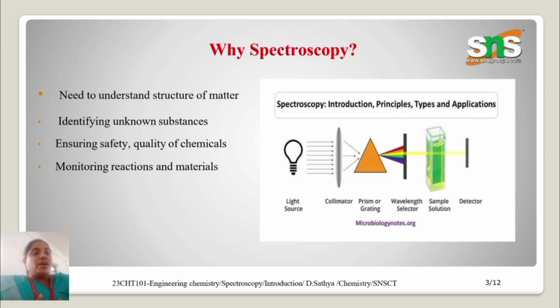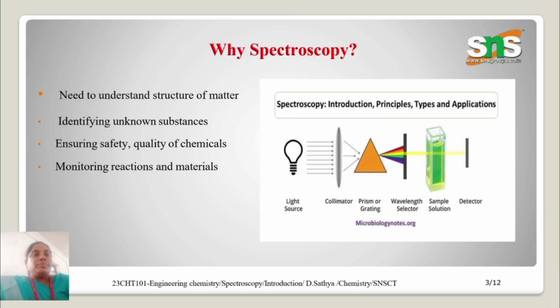Here in spectroscopy, we are going to see the introduction, the principles involved in spectroscopy, and the different types of spectroscopy available. For example, atomic absorption spectroscopy, IR spectroscopy, UV visible spectroscopy, and also the applications. Why do we need to study IR, UV and atomic absorption spectroscopy? What are the applications? We will discuss now.